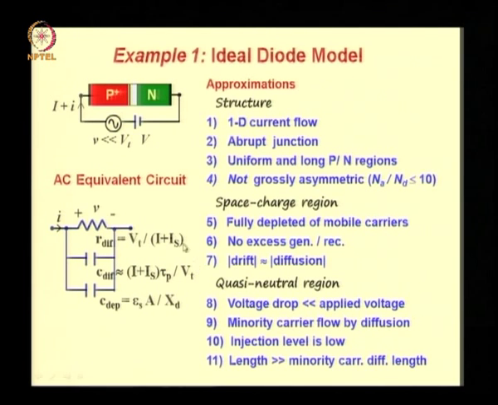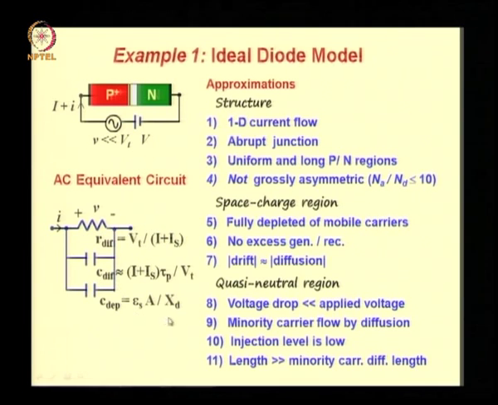Let us look at the AC equivalent circuit based on the same diode model. So in this case you are applying a small signal voltage which is much less than the thermal voltage, and this small signal voltage is superimposed over a DC voltage. You have a DC current over which a small signal current is superimposed. The relation between small signal current I and small signal voltage V is given by this equivalent circuit, which has a resistance in parallel with two capacitances.